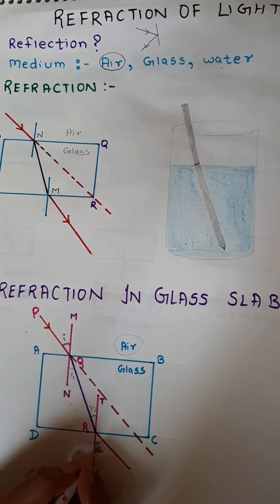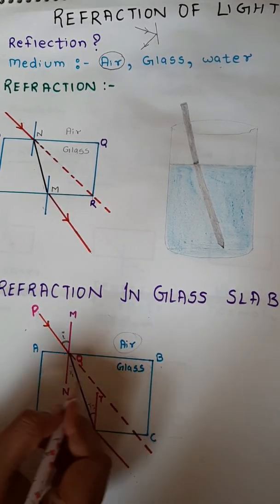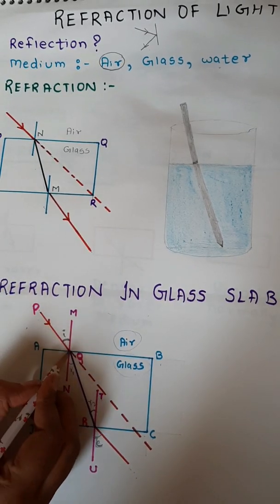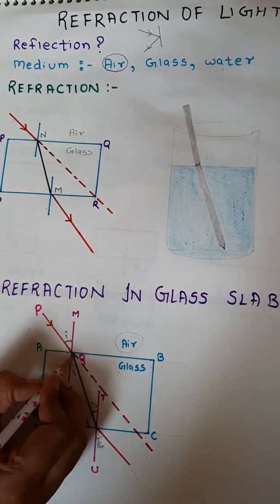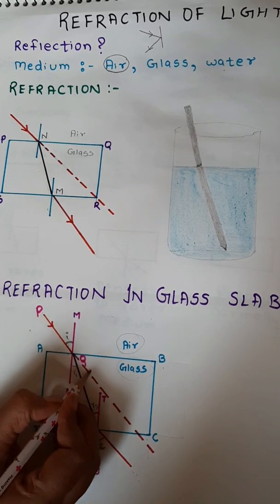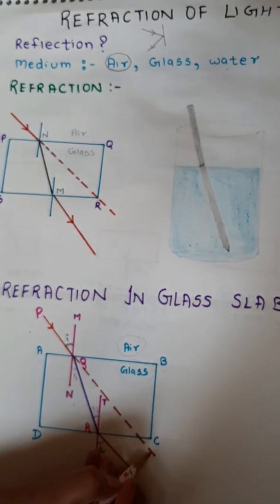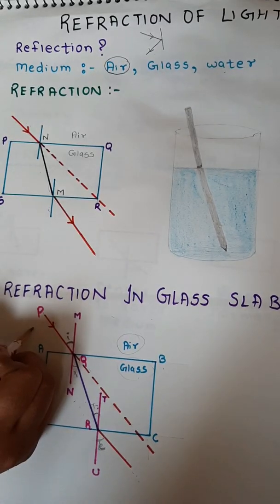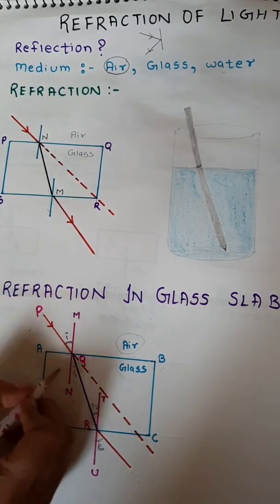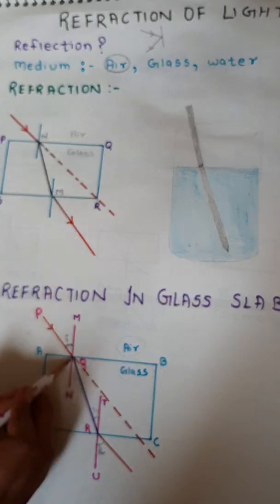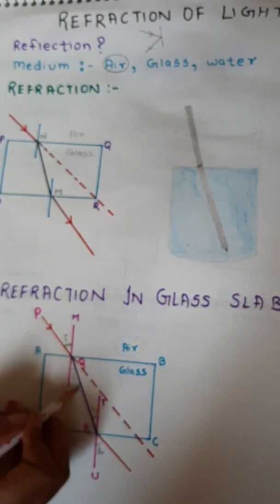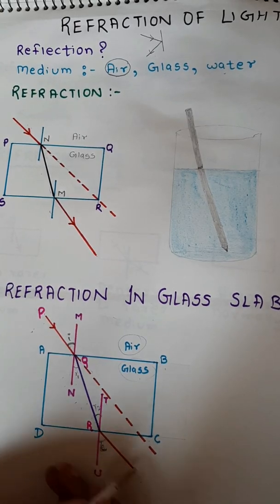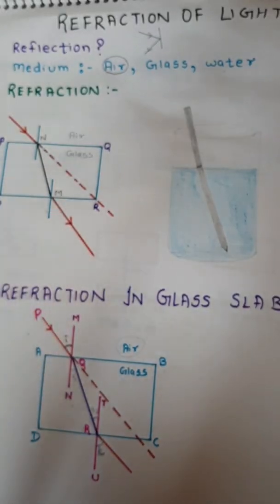But now suppose the glass slab ABCD was not there. If you just consider this ray PQ, it should have taken the straight path. But it is the property of light that it changes its direction from one medium to another medium, and that is why you see the bending of light towards the normal and sometimes away from the normal. So this was all about refraction in a glass slab.